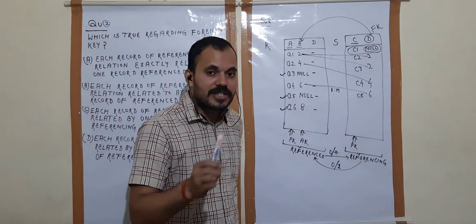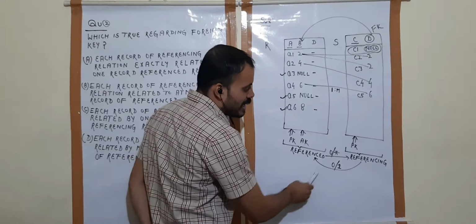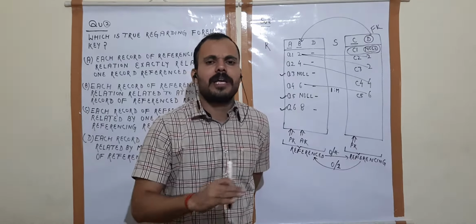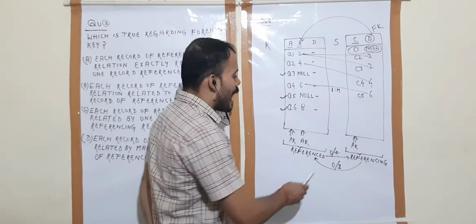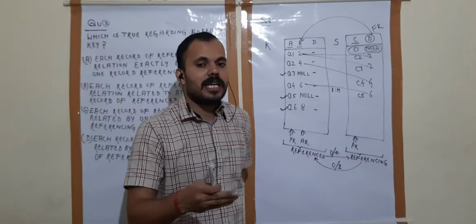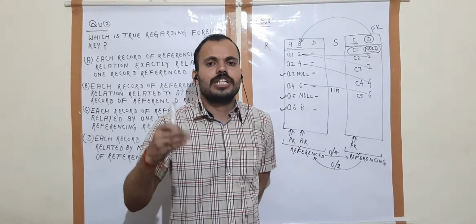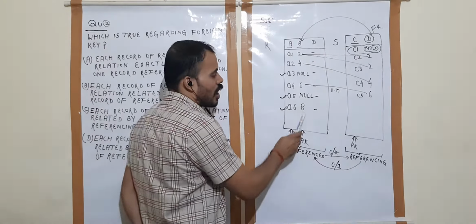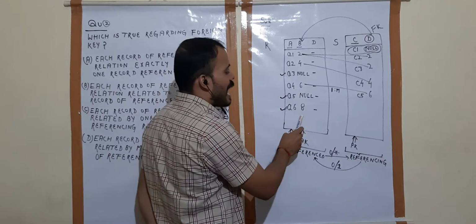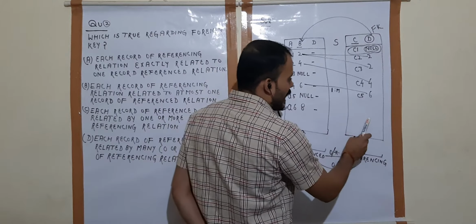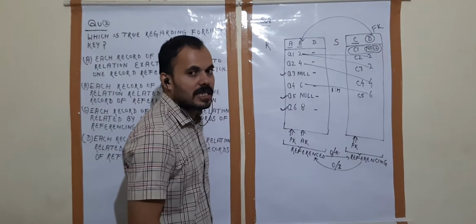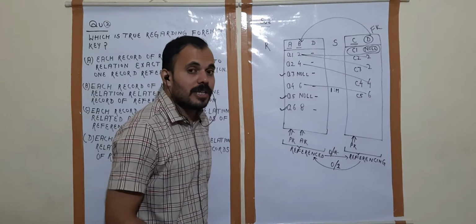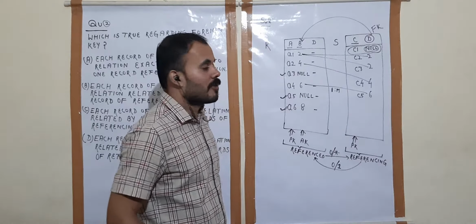Asterisk means many. Zero means zero mapping, not related with anyone. And asterisk means many. Many means 1, 2, 3, 4, 5, 6, 7, 8, and so on. So each record of the referenced relation is either not related with any record of the referencing relation or related with many records of the referenced relation.